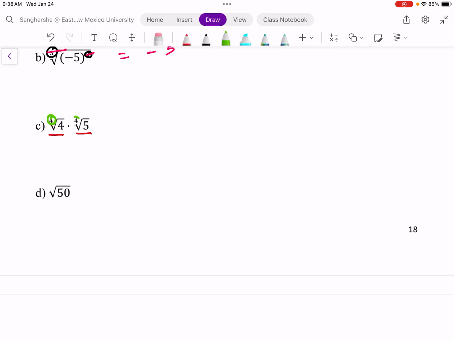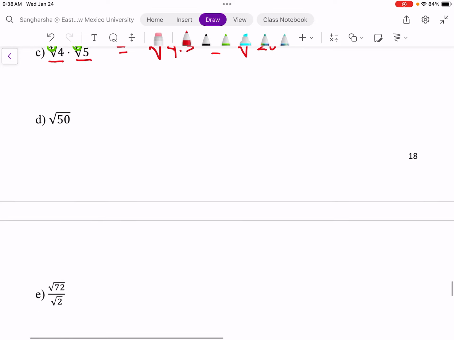The index has to be the same, then only you can multiply radicands together. So this is equal to the 4th root of 4 times 5, which are the radicands, which is equal to the 4th root of 20. So make sure to check for the same index when you are multiplying.